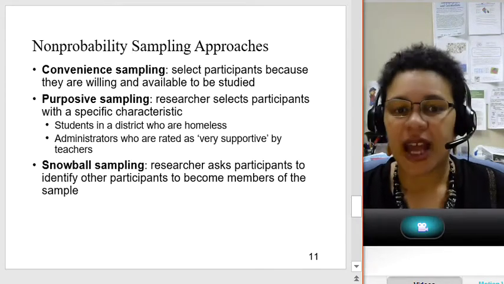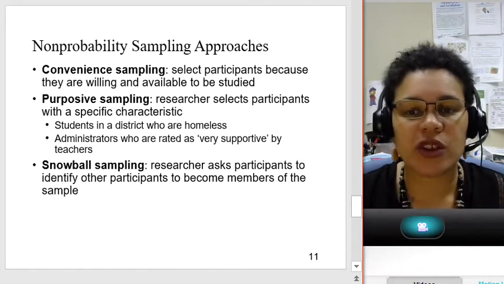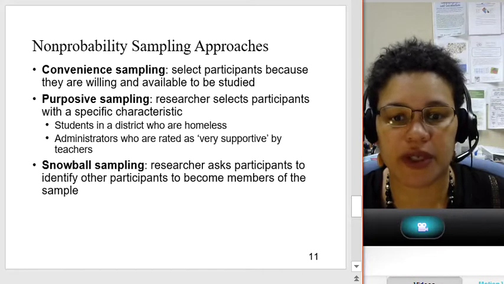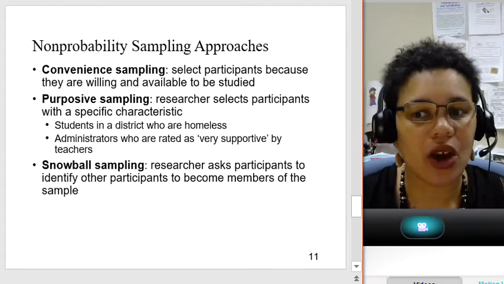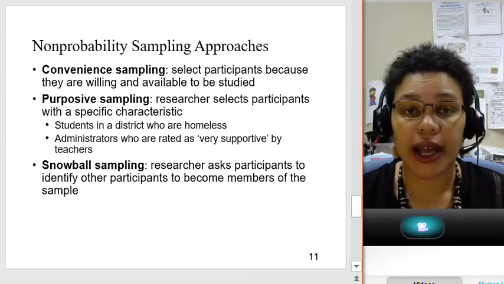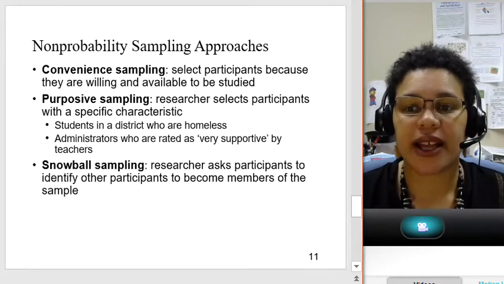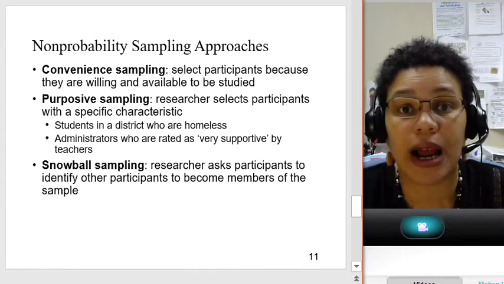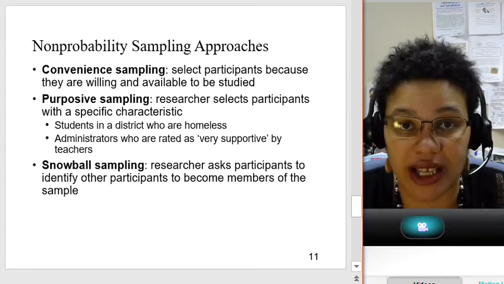That kind of thing. Now, snowball sampling is when the researcher asks participants to identify other participants to become members of the sample. You may not know all of the people who fall into a certain group. Okay. And snowball sampling allows you to find additional people. And this is used primarily in qualitative research.